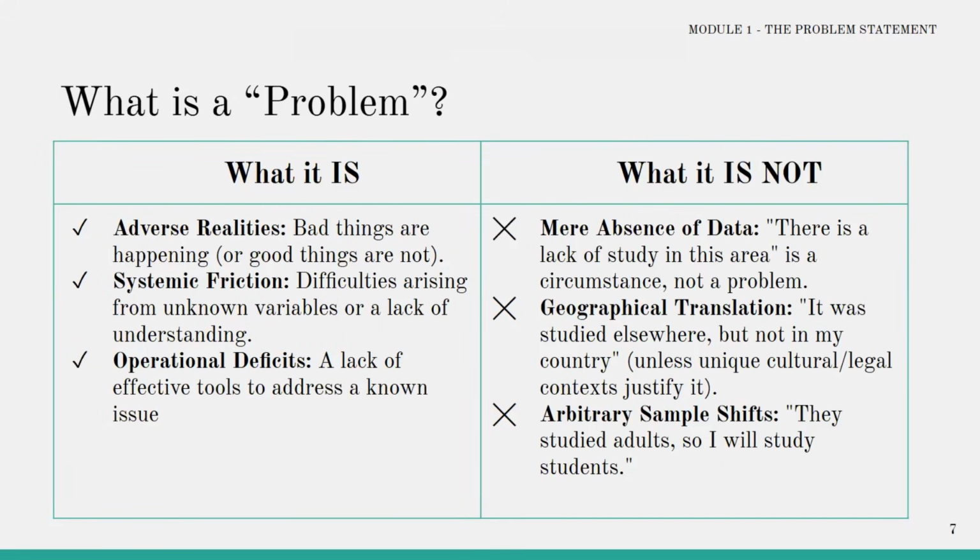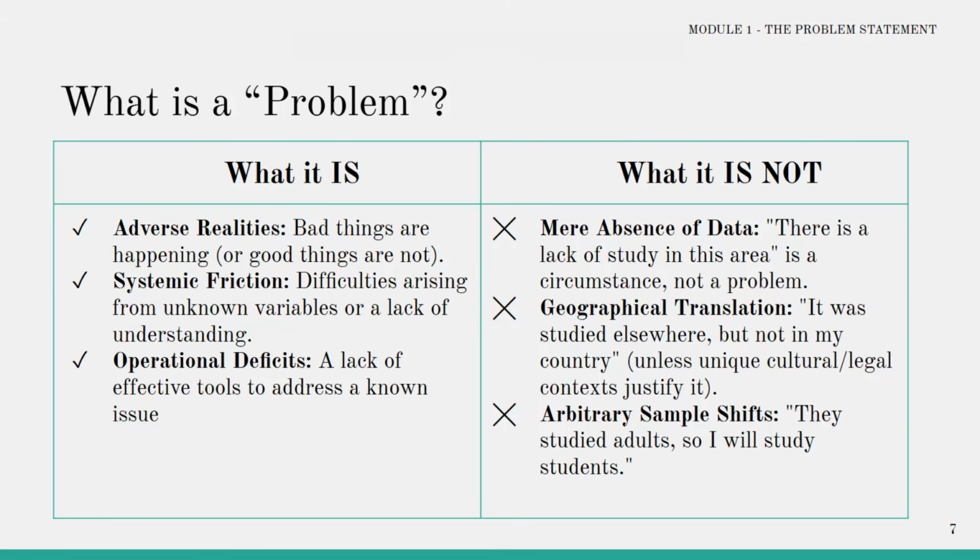So it's important to understand what is a problem and what is not a problem. What is a problem? It should address an adverse reality. A bad thing is happening, like the cracks in the bridges, or a good thing is not happening. A bridge is not providing a good serviceable lifetime of 100 years. So there should be an adverse reality.